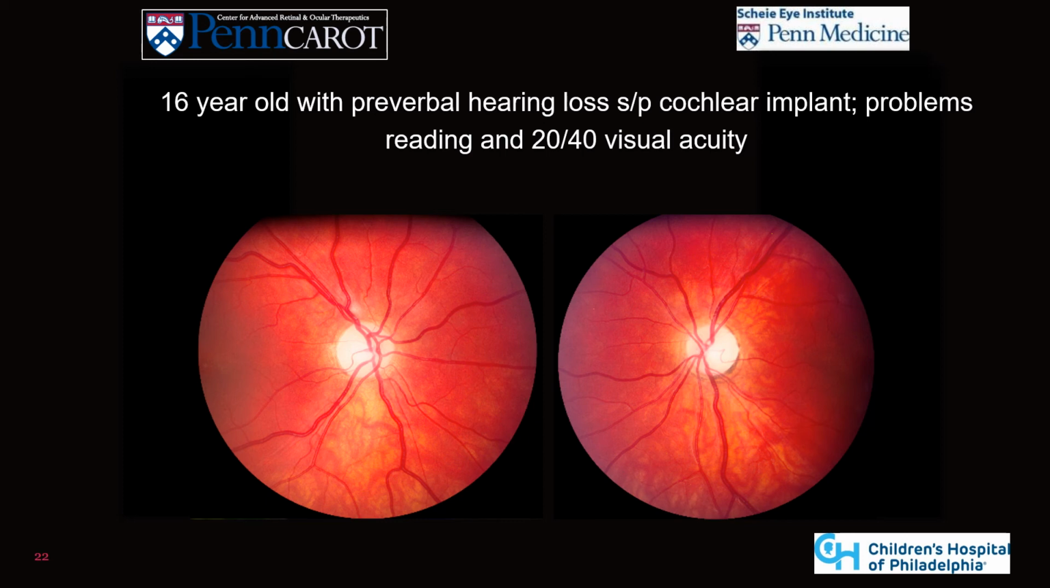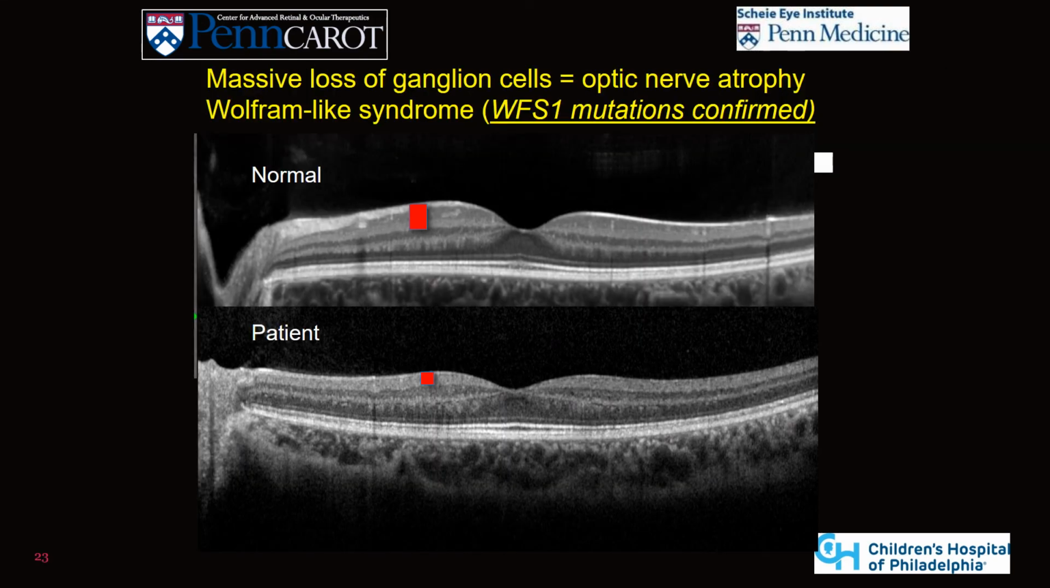When we examined her, we noted pale optic nerve. As you can see here, the nerves are no longer pink, they're almost white. And you know the diagnosis. The cross-section in this patient compared to a normal show a dramatic loss of ganglion cells. So the most superficial of the three layers of the cake is very thin, and she was diagnosed with Wolfram-like syndrome. She didn't have all of the components of the syndrome, but was diagnosed clinically as such.